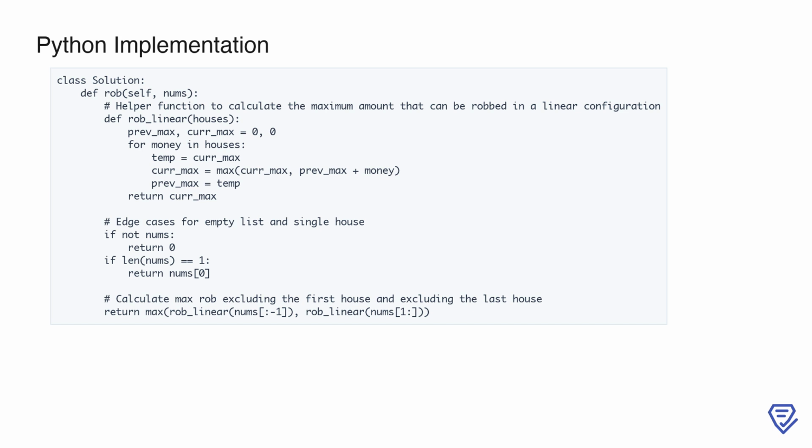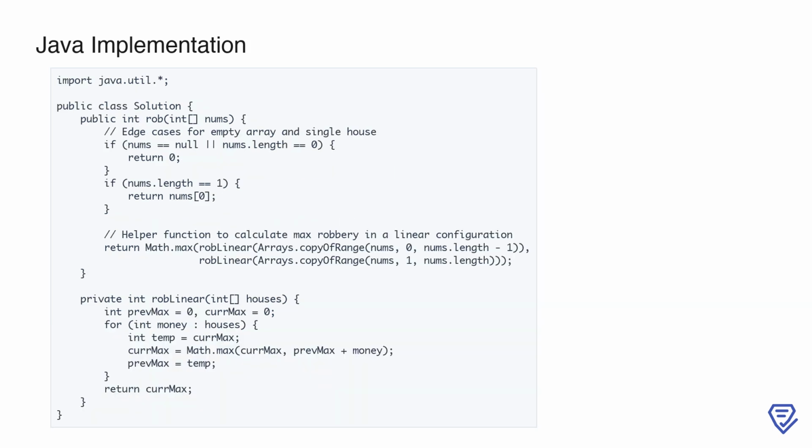Finally, the solution calculates the maximum amount that can be robbed by comparing two scenarios, robbing all houses except the first, nums[1:], and robbing all houses except the last, nums[:-1]. The maximum of these two scenarios is returned as the result. This approach ensures the circular dependency is resolved while maintaining the constraints of the problem. The implementation is efficient, clean, and handles all edge cases, making it suitable for a production environment and competitive programming contexts.